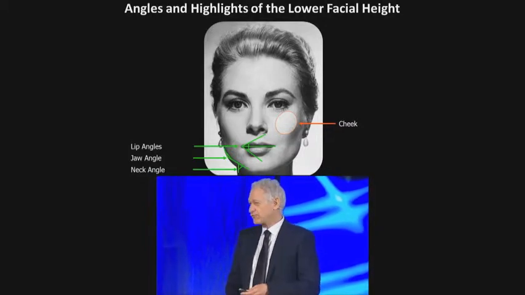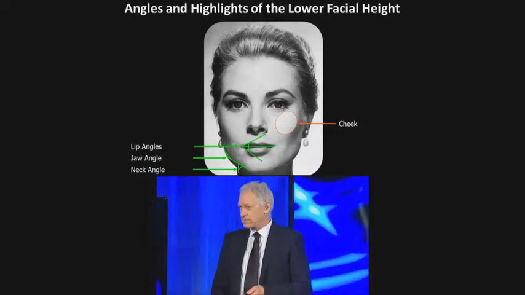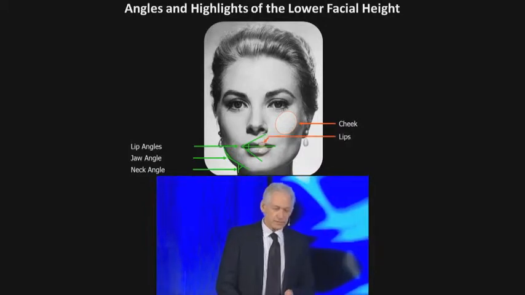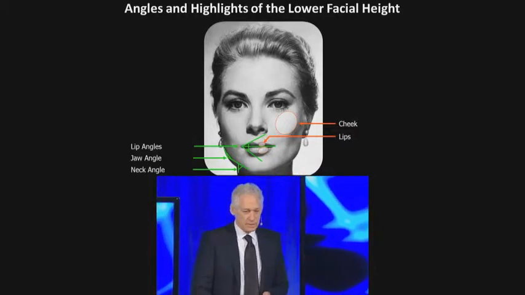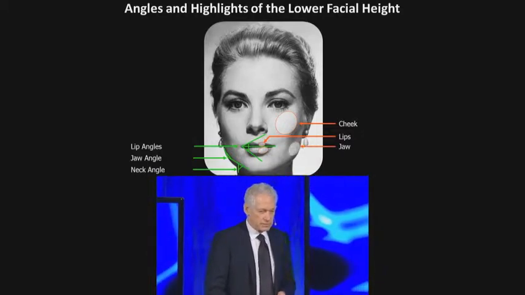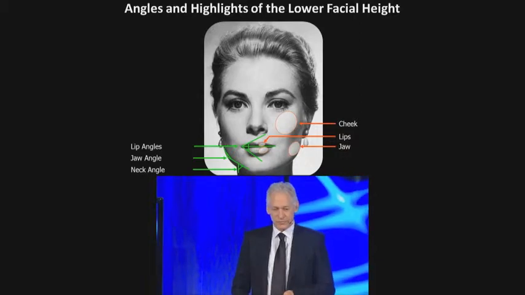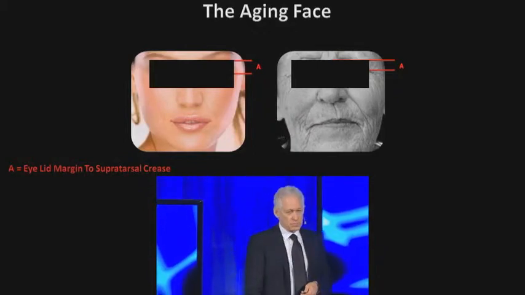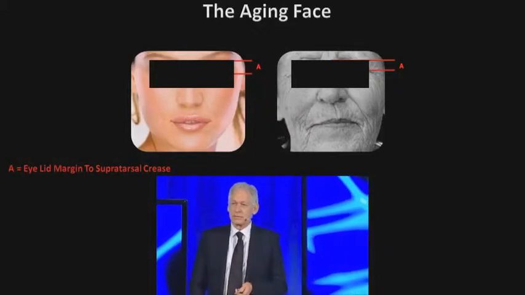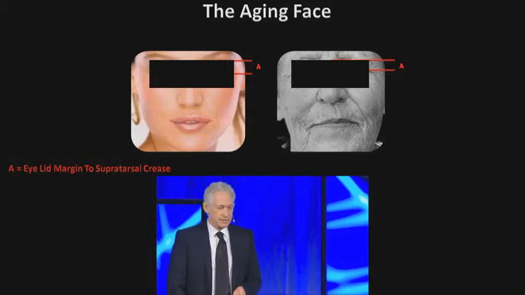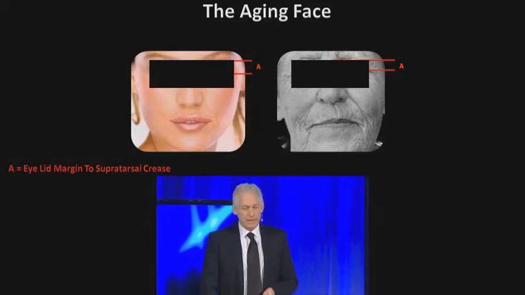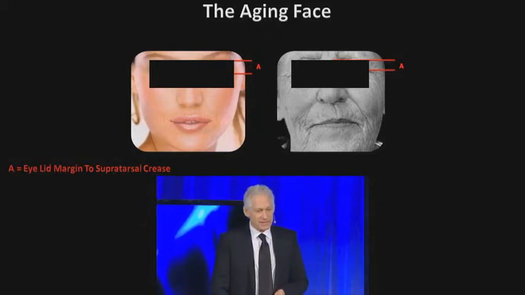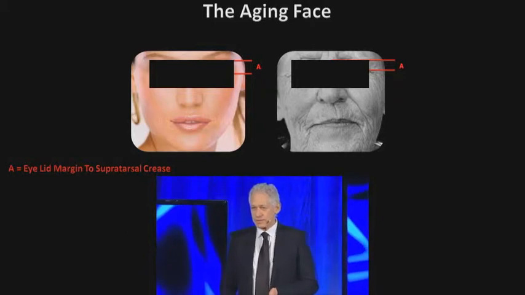There are also four other structures. They are always lined by fat. They include the cheek highlight, both on the lip, which will be affected by reconstruction, the jaw highlight, and the chin. And you measure the line from the inferior lid to the supertarsal line. In the young face, that line A is always bigger than in the aged face.